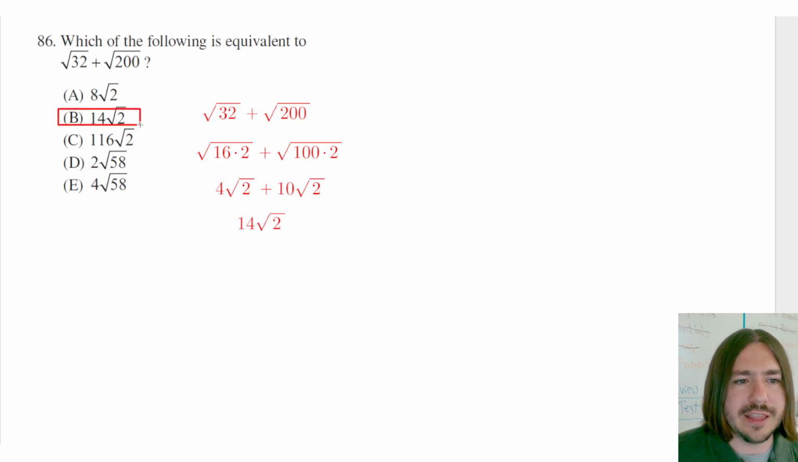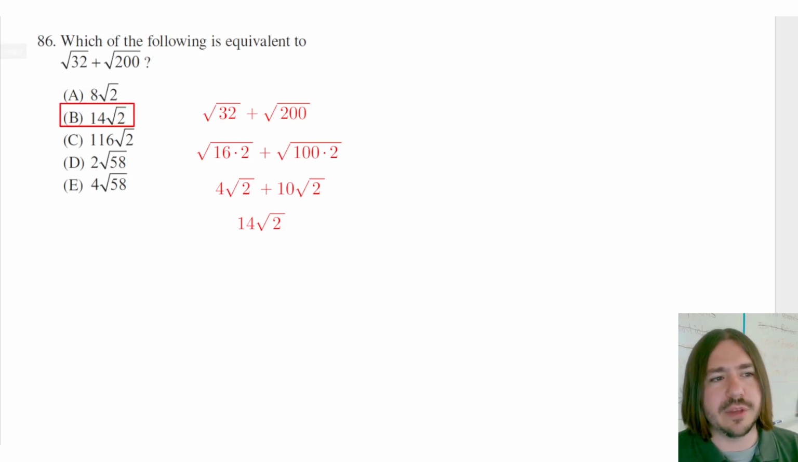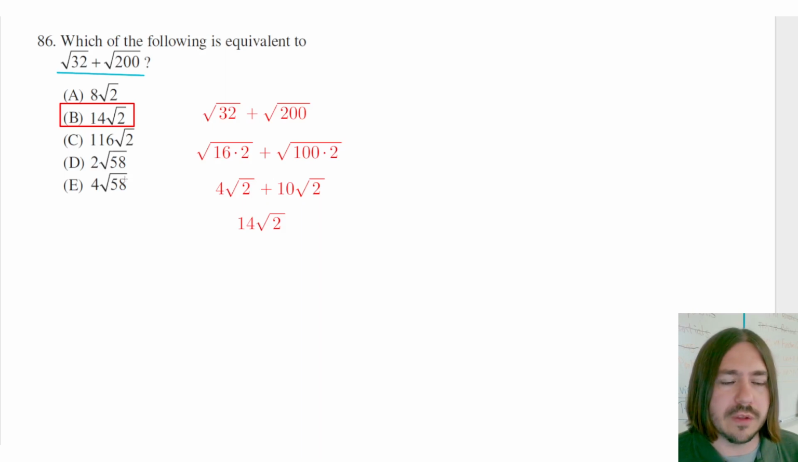But again, I think the way to go here to avoid any arithmetic mistakes, and the easiest way to work this problem, is just to type in square root of 32 plus square root of 200 and figure out what the decimal is, and then just type the rest of these in until you get the decimal that's the same. Since it's B, you won't even have to go through all of them, although it couldn't hurt to do these other ones real quick just to make sure it is B. But yeah, that's how I would do it.